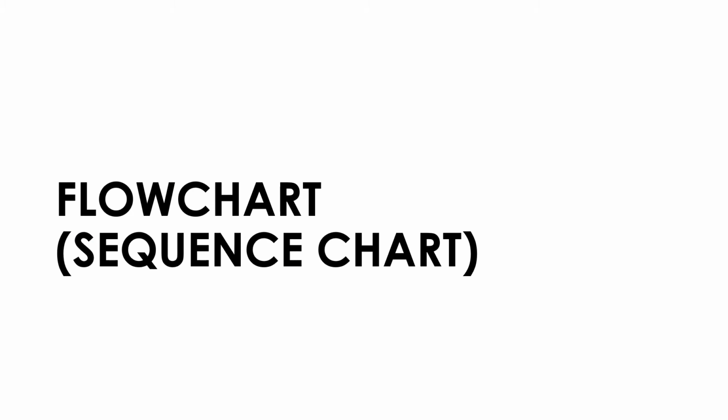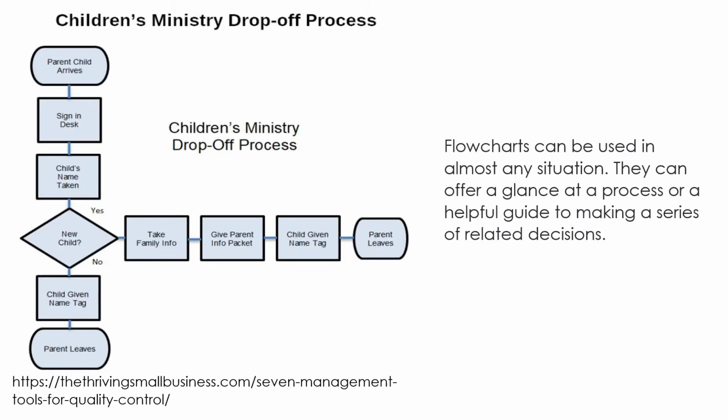Flowcharts can be used in almost any situation. They can offer a glance at the process or a helpful guide to making a series of related decisions. You can see in this flowchart how a parent is shown a sequence of steps on dropping off a child to children's ministry. The yes and no part is a great tool for informing parents on what to do if their child is new or not to the children's ministry.